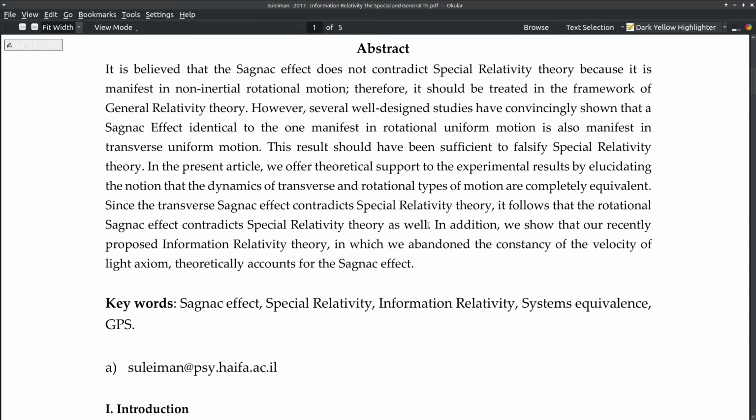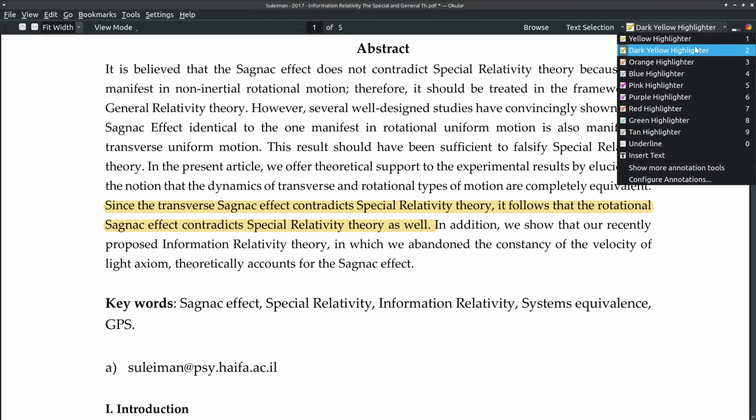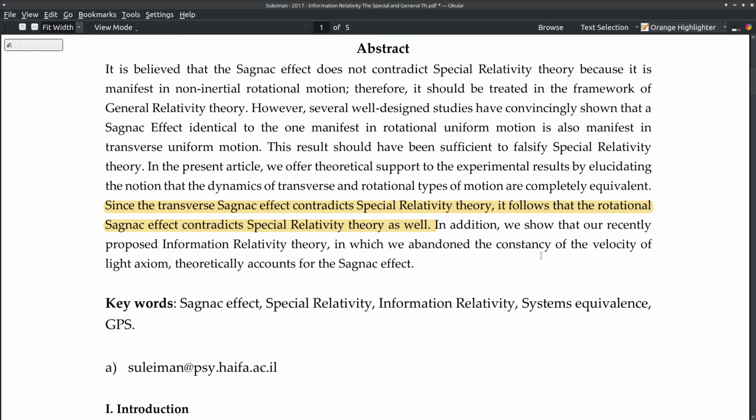That's kind of why you guys lost your get out of jail free card when Wang did his thing in 2004. Shout out to Wang. In addition, we show that our recently proposed information relativity theory, in which we abandon the constancy of the velocity of light axiom, theoretically accounts for the Sagnac effect. Oh, so if you abandon the core postulate that makes relativity theory, we're just going to keep calling it relativity. You can what?